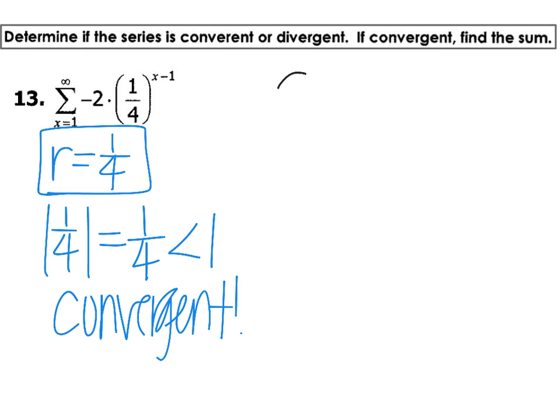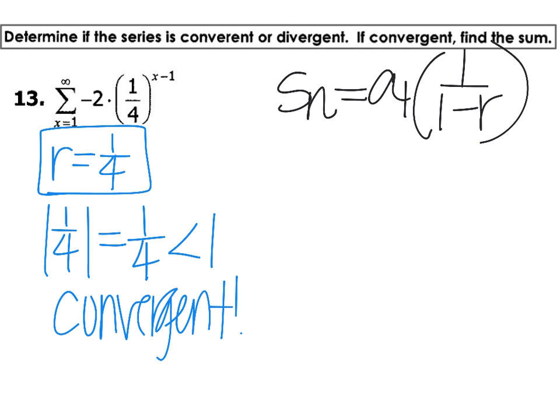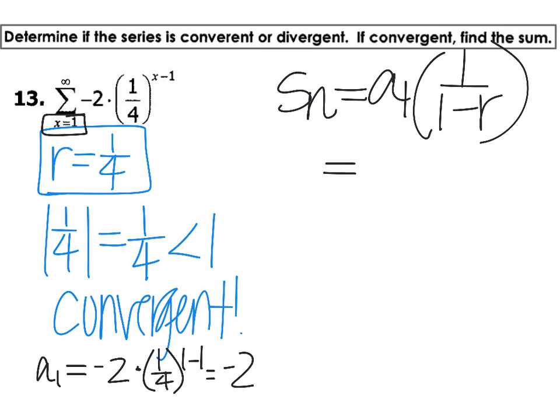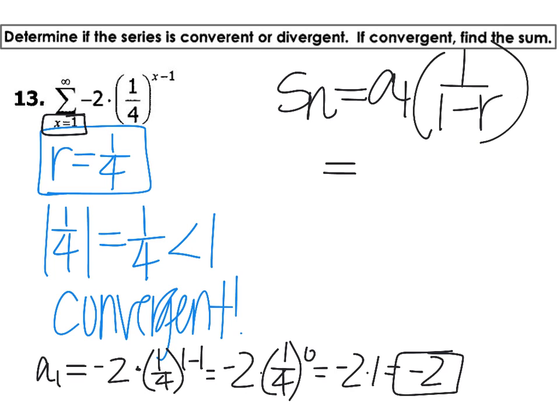Use our formula. S sub n equals first term times 1 over 1 minus our common ratio. Now, in order to find our first term, here's where it's a little tricky. We have to plug x equals 1 into our formula in order to find our first term. So we say negative 2 times 1/4 to the 1 minus 1. 1 minus 1 gives us 0. Anything to the 0 power equals 1. So we get negative 2 times 1. Our first term is negative 2.